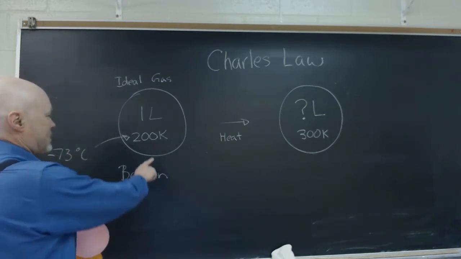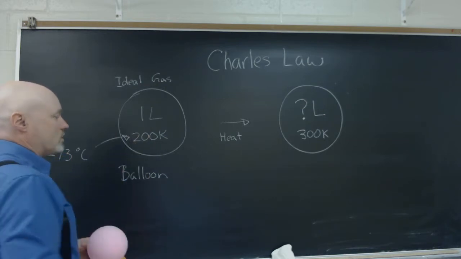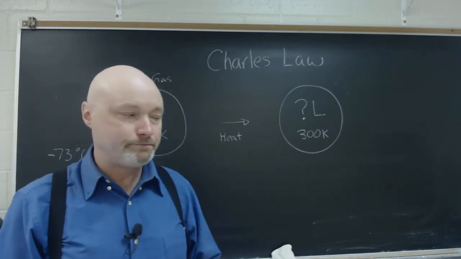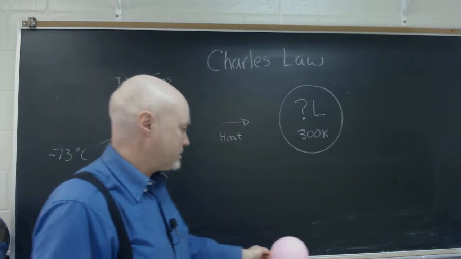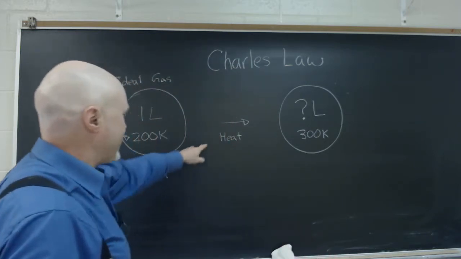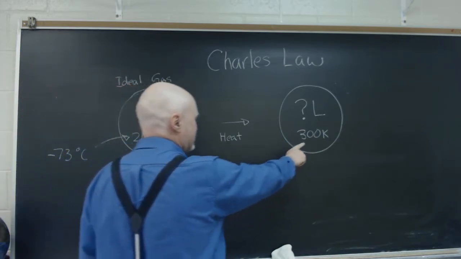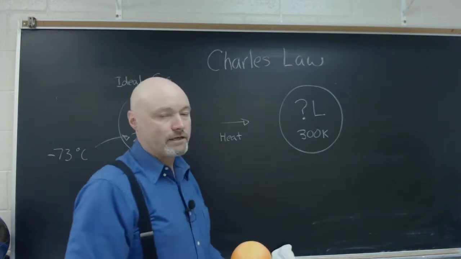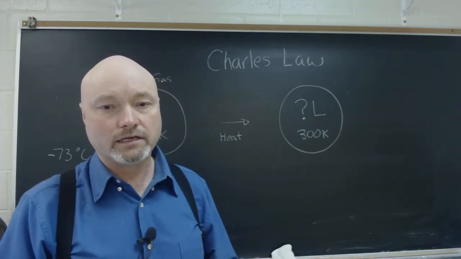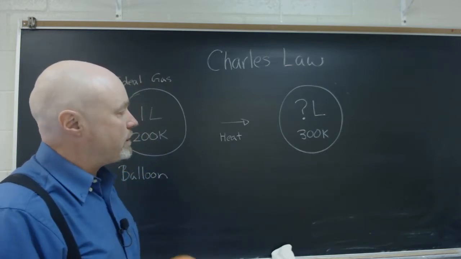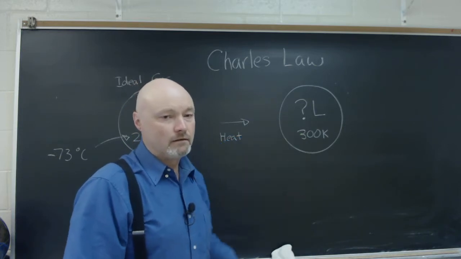So I have a balloon at 200 Kelvin. It's got a volume of 1 liter. In other words, theoretically, our ideal gas balloon would be about this size. We're going to add some heat and increase the temperature from 200 Kelvin to 300 Kelvin. In other words, we have a 50% increase in the Kelvin temperature. Can you think what the new volume of the balloon will be?